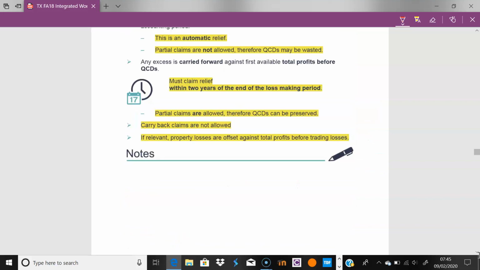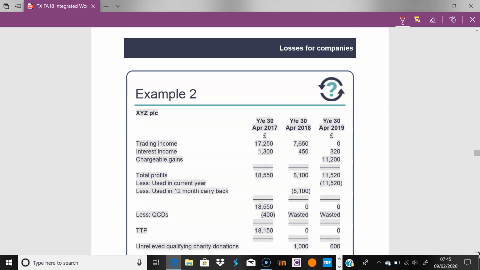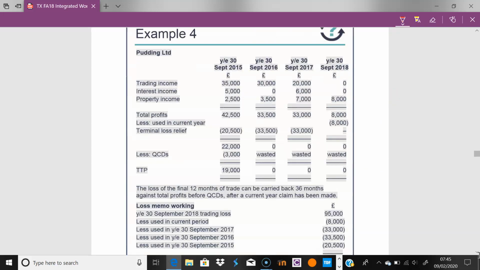So I'll just go straight to the answer, example 4, and we can see with the actual thing what I've talked about. That's the 8, that's the 33, that's the 33,500, and we can see that we had the balance of 20,500. Whack that in, take its QCD off, and you have your 19 grand available to use. Cool. And that, if you like, is how we deal with terminal loss relief.